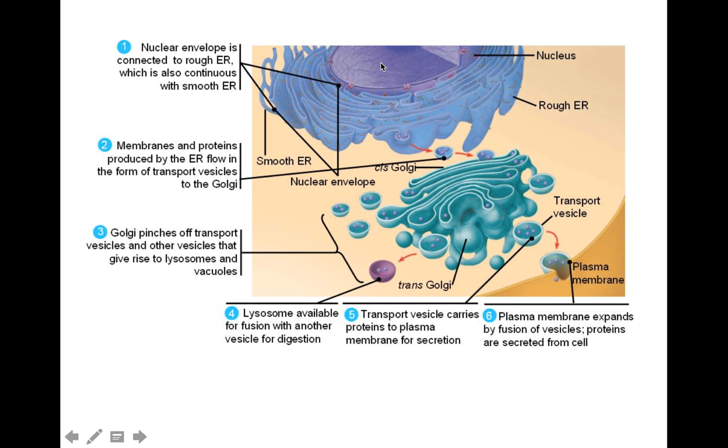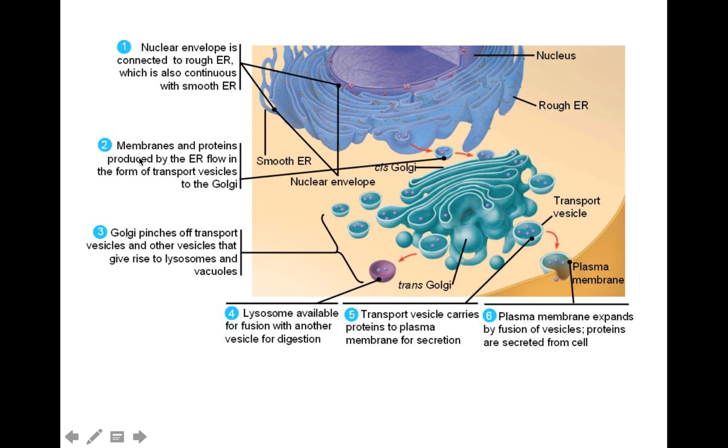So here I have my nucleus, okay, and this is my ER, okay, and it says nuclear envelope is connected to the rough ER, which is also continuous with the smooth ER. And so the rough ER is ER that has ribosomes embedded into it, and the smooth ER has no ribosomes. And the difference is rough ER will make proteins, and the smooth ER will make lipids.